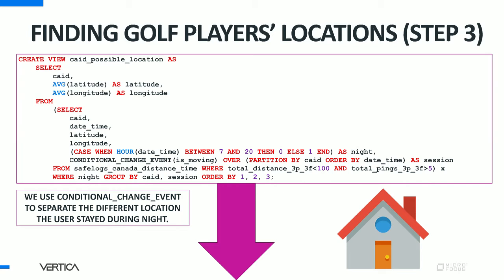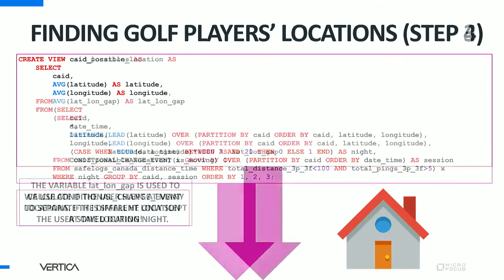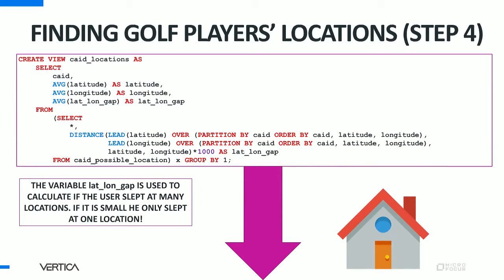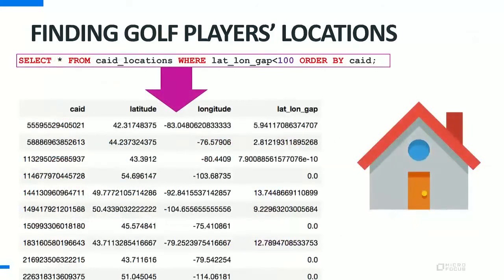Let's go through step 4, where we can finally aggregate and get the user's location that we will merge with the information we got around golf players. A user could have slept in different places during the entire month, and we can create a variable which I called lat long gap, which expresses the distance between the different locations. If it is small, the user slept the entire month in one location. So now when we look at it, we have some locations we are sure of.